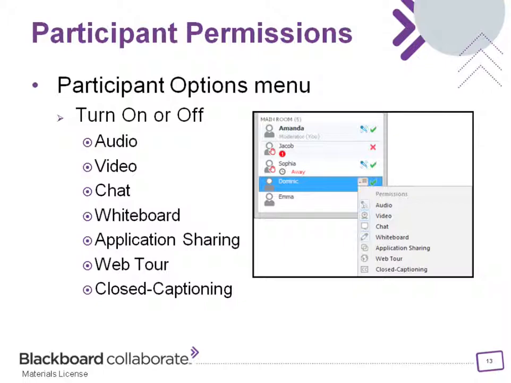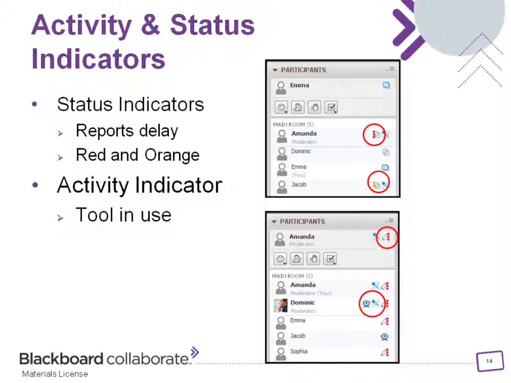The Participants Options menu gives the moderator the ability to turn on and off permissions for one specific individual participant. So you have the global options, or you have the ability to control it at the individual participant level.